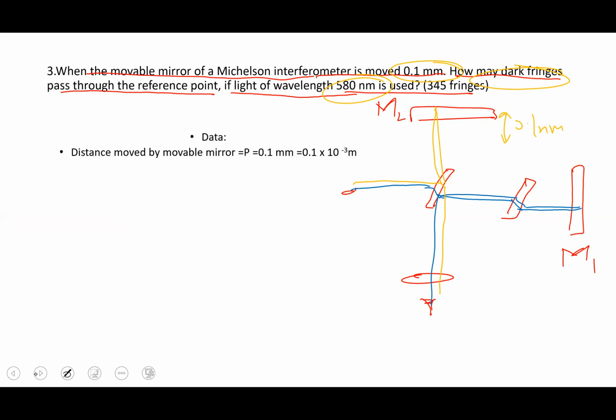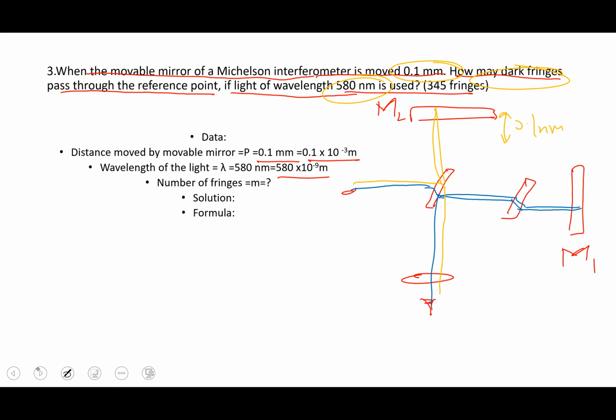The distance moved by the movable mirror is 0.1 millimeter, or we can say 0.1 × 10^-3 meters. The wavelength of light is lambda, which is 580 nanometers, or we can say 580 × 10^-9 meters. The number of fringes is m. We have to find that one, and the solution.